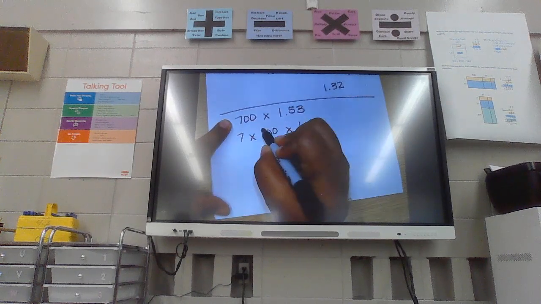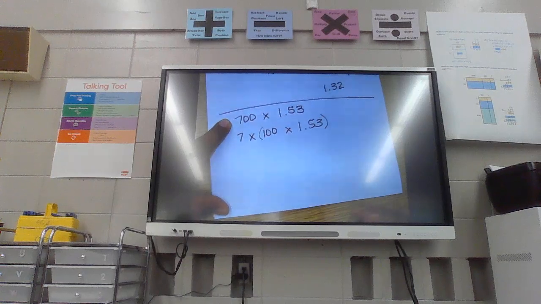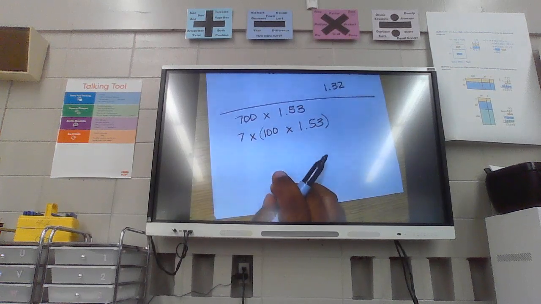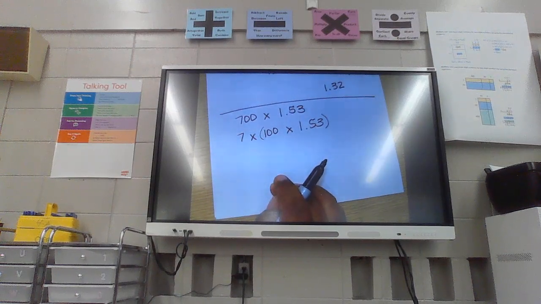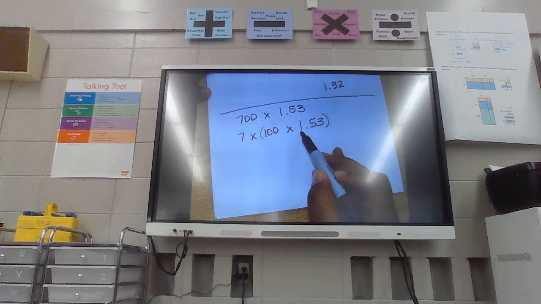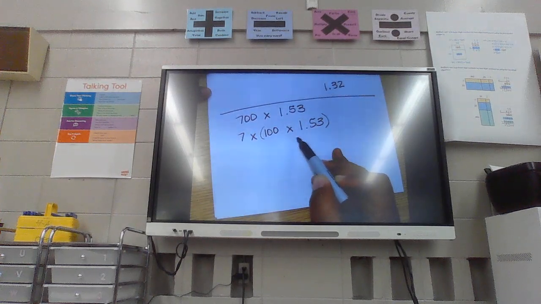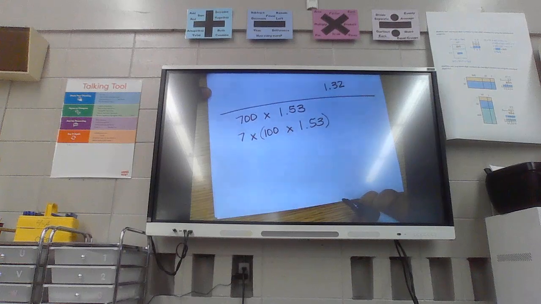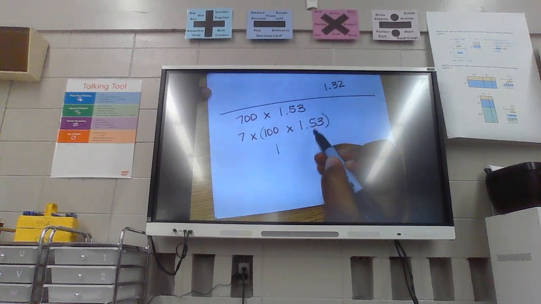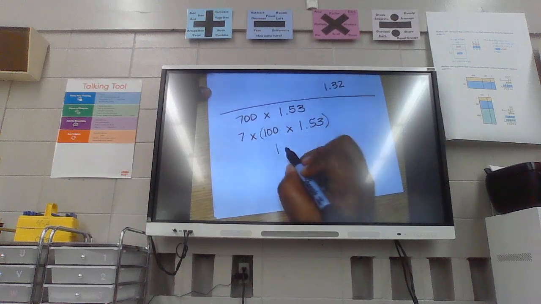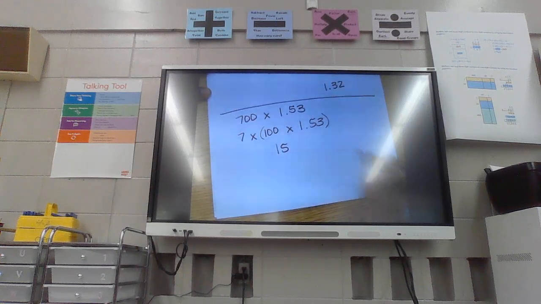So can I multiply 100 times 1 and 53 hundredths first? Yeah. What happens to a number when you multiply by 100? It shifts its place value twice. In which direction? Left. So that means instead of this 1 being in the ones place, it's going to take 2 shifts and end up in the hundreds place. The 1 will be in the hundreds place, that 5 will end up in the tens place, and the 3 will end up in the ones place.